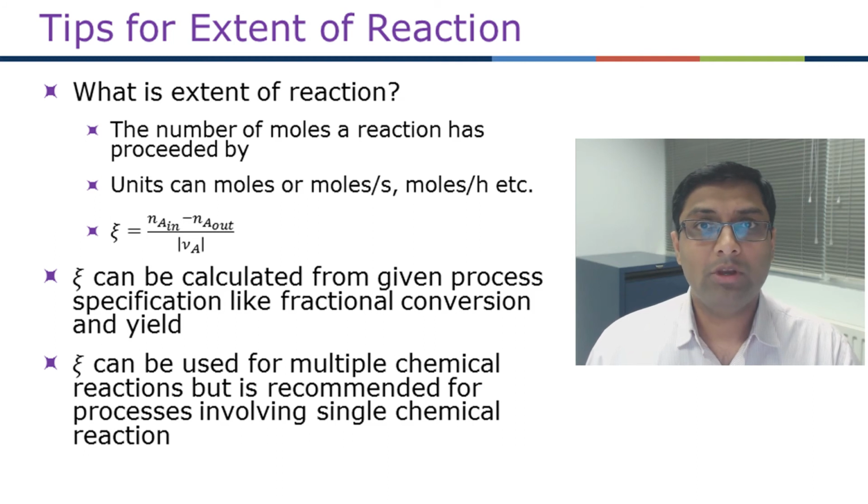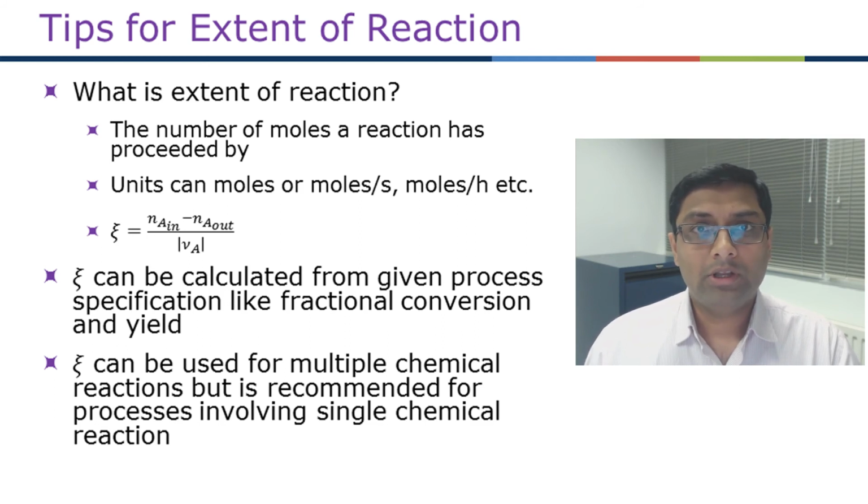But sometimes you may not know the moles of a component coming out. Instead, a conversion value may be given to you. So using the conversion value, you can calculate moles coming out. For example, if a question says moles of a reactant going in is 100 and 50% of it is reacted, then 50 moles will be coming out. So now you know both moles in and out, and you can calculate the extent of reaction from the conversion value. Likewise, you can calculate extent of reaction from the yield given in the problem.